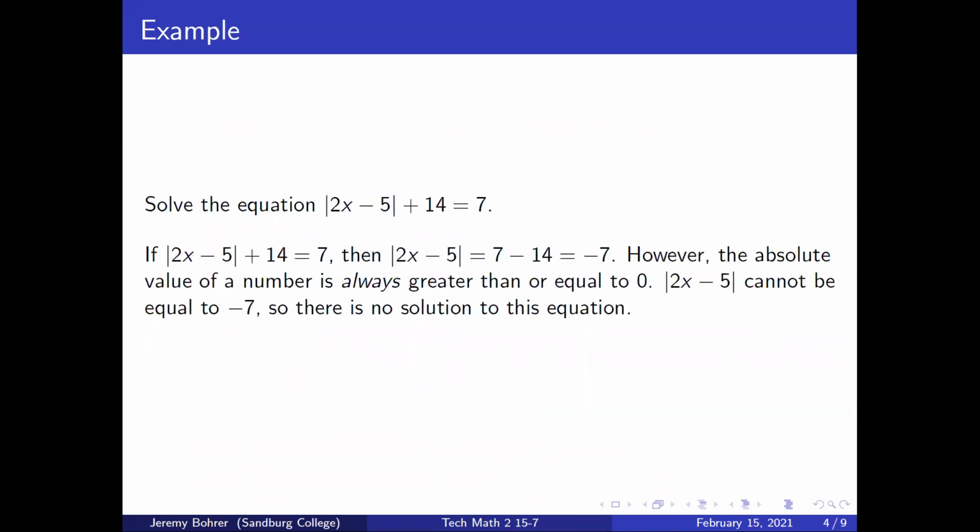Solve the equation: the absolute value of 2x minus 5 plus 14 equals 7. If the absolute value of 2x minus 5 plus 14 equals 7, then the absolute value of 2x minus 5 equals 7 minus 14, which is negative 7. However, the absolute value of a number is always greater than or equal to 0. The absolute value of 2x minus 5 cannot be equal to negative 7, so there is no solution to this equation.